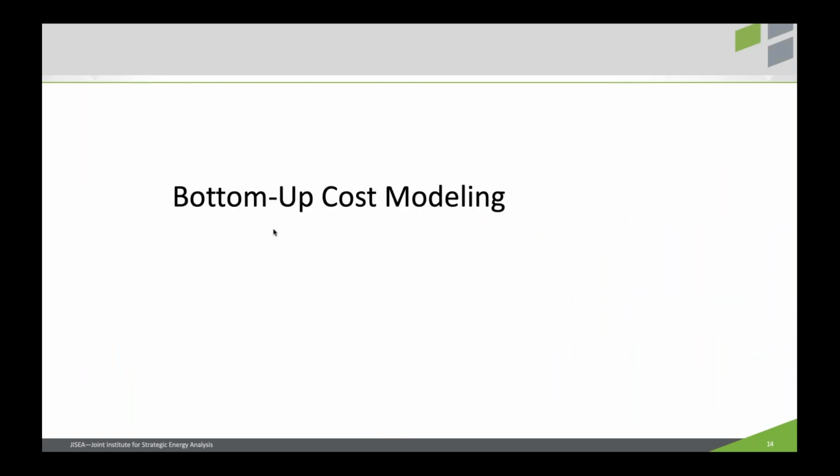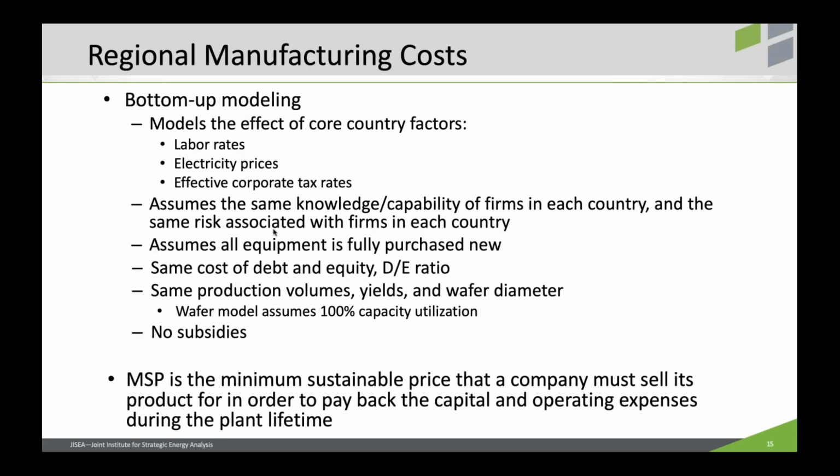The next part that we tackled was doing some bottoms-up cost modeling to understand how this affects each of the different parts of the market. So where is the value add in this chain, looking at it starting from the LED die, package, and luminaire. Our models really take into account the core country factors, things such as the labor rate, electricity prices, and effective corporate tax rates. One of the things we did was assume the same knowledge capability of the firms of each country, trying to have an apples-to-apples comparison.